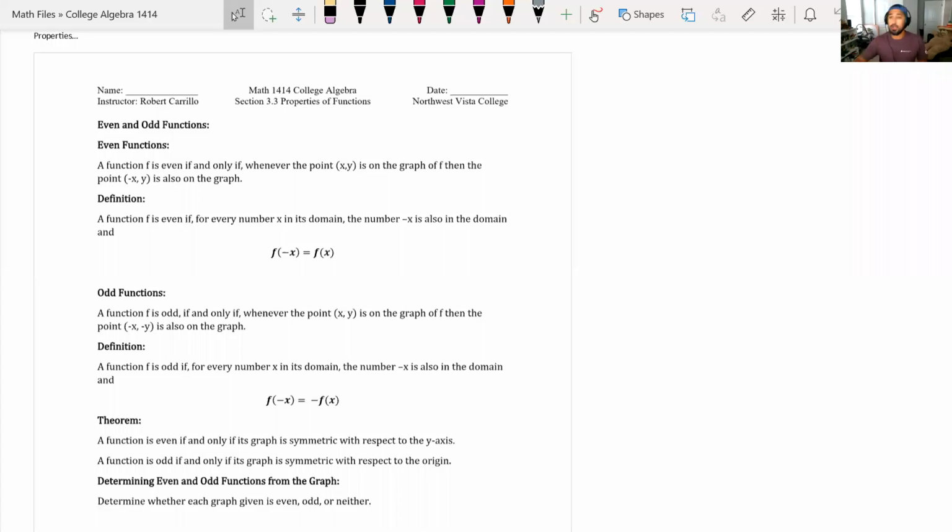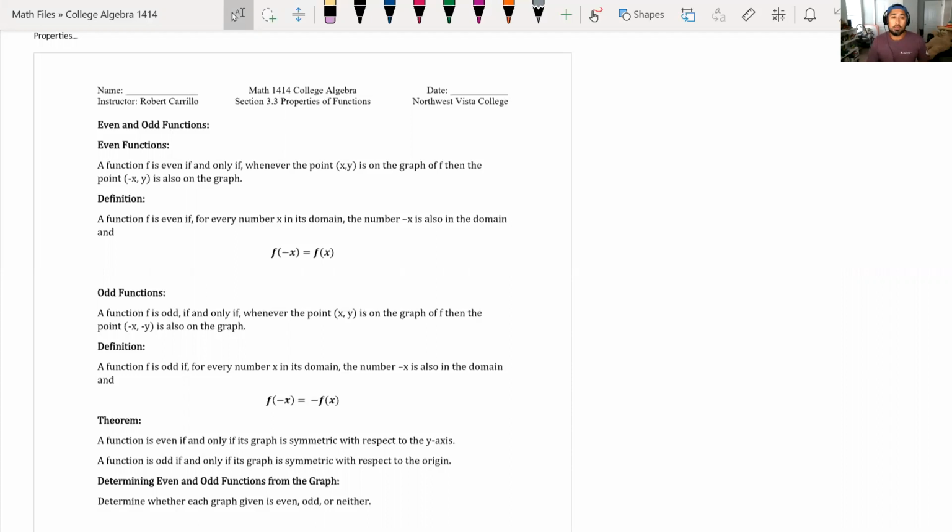3.3 properties of functions. Okay. So we'll learn more characteristics about functions. We'll go over even and odd functions, intervals of increase, decrease, constant, max and mins, what a secant line is, all that great stuff.